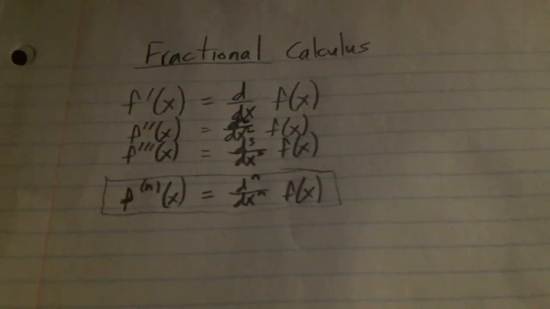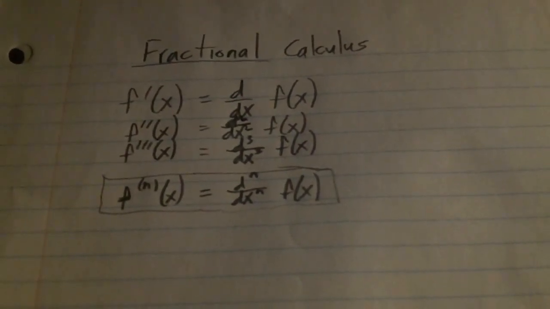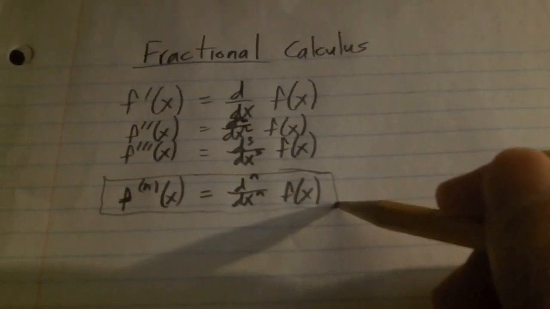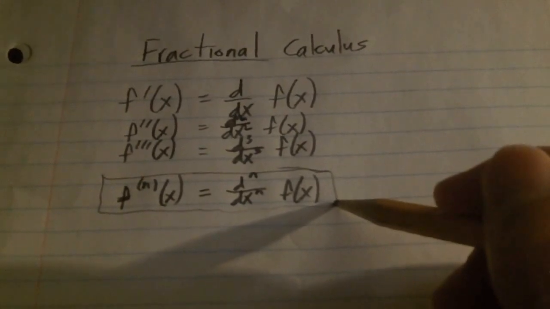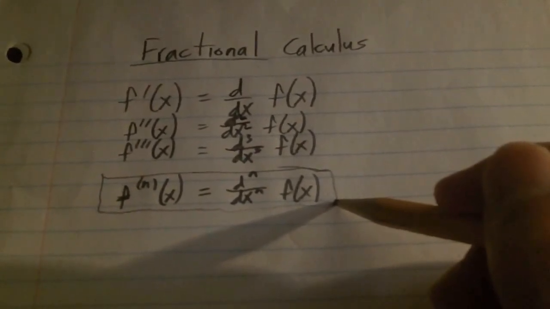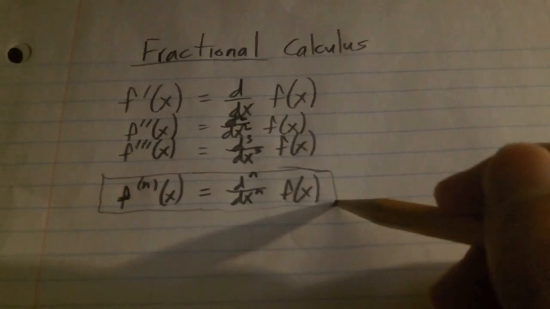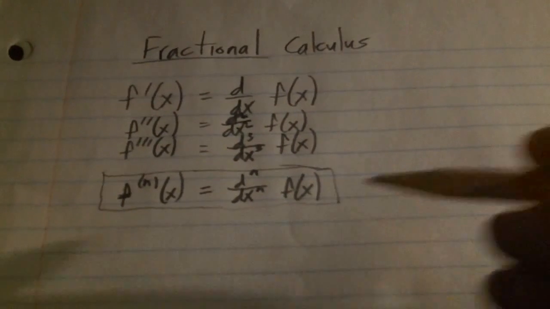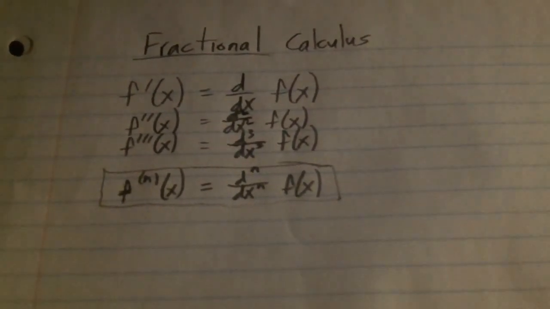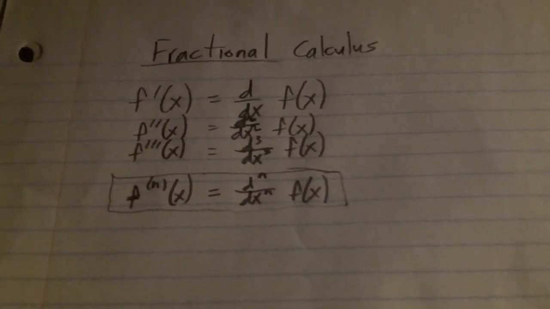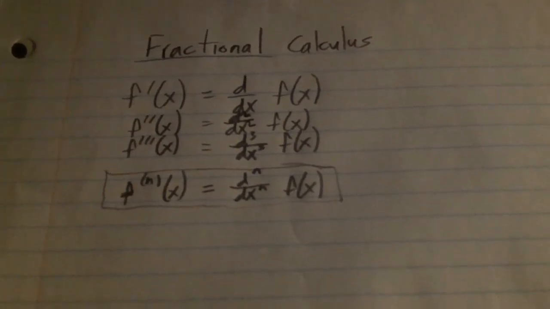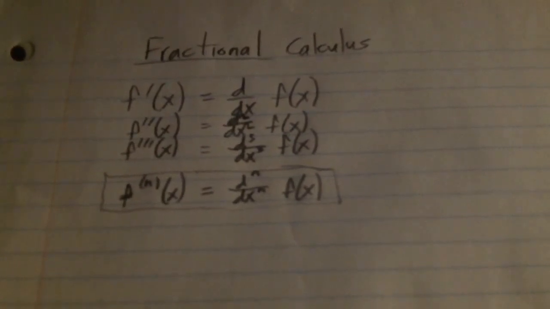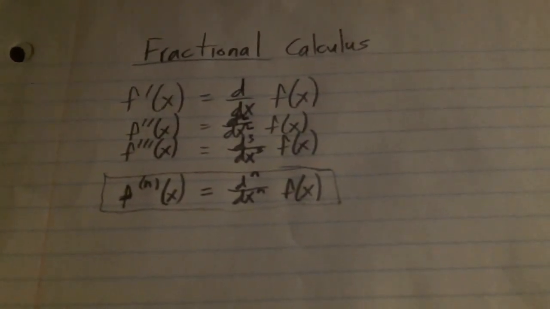But this, of course, begs the question in and of itself. Can this statement be generalized further? Can n be, for example, a fraction? Or even, you might dare to think, n could be a complex number. Could we, for instance, take the half derivative or the ith derivative? These are the kinds of wonderful questions that mathematicians ponder themselves. And the answer to those questions is indeed yes.